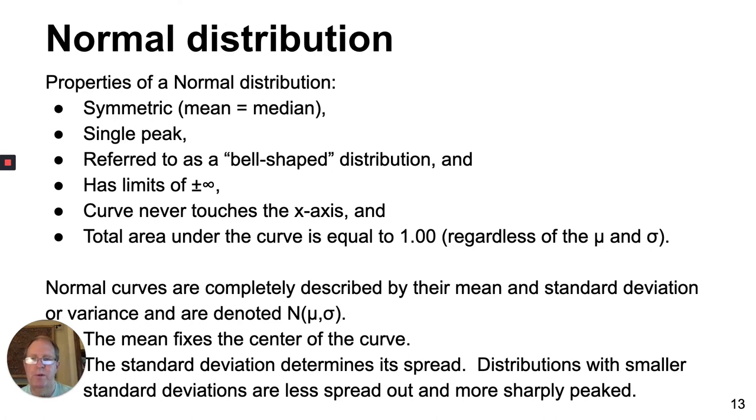Normal curves are completely described by their mean and their standard deviation. They're denoted N with the parentheses, then the mean, and then the standard deviation. The mean fixes the center of the curve. The standard deviation determines the spread. Distributions with smaller standard deviations are less spread out and more sharply peaked.